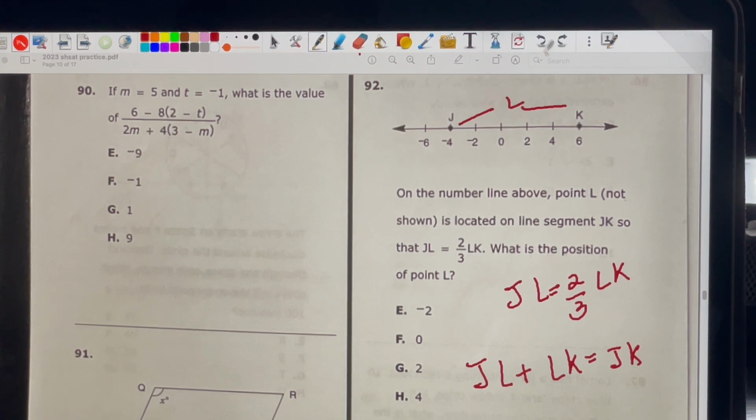Okay, so I'll put L here somewhere. I don't know where L is, but I put it on top. So L is somewhere between J and K. So I know that JL plus LK, which is the second part, equals JK. What is JK? Well, if you count the units from negative 4 to 6, it is 10 units. That is 10.